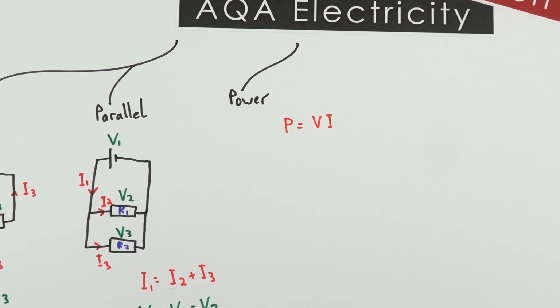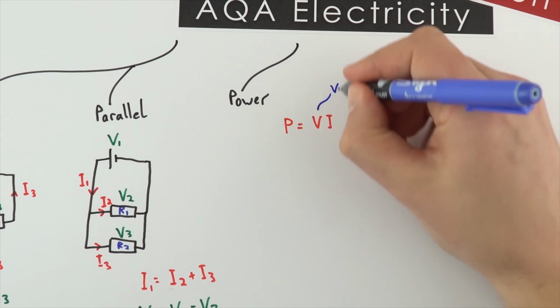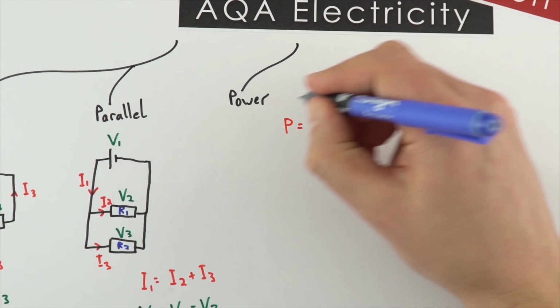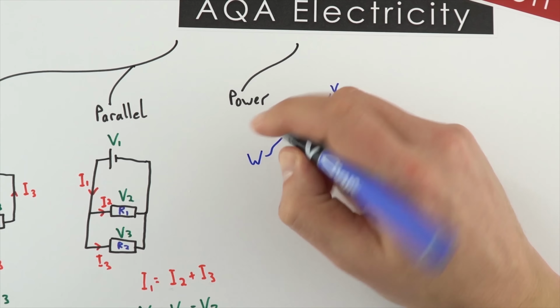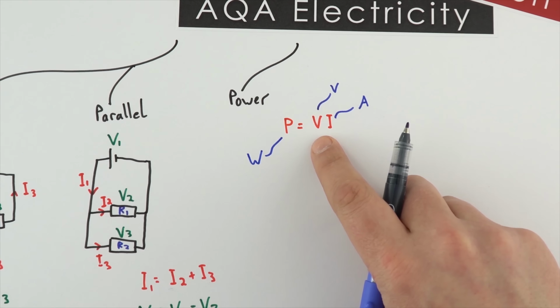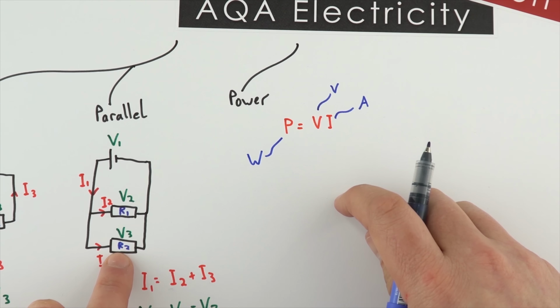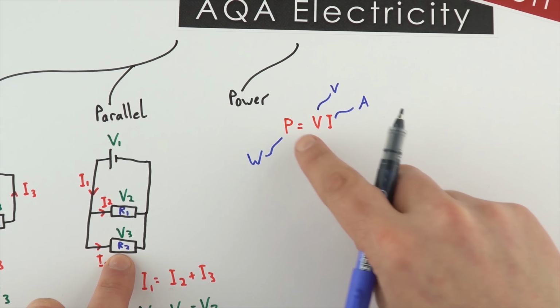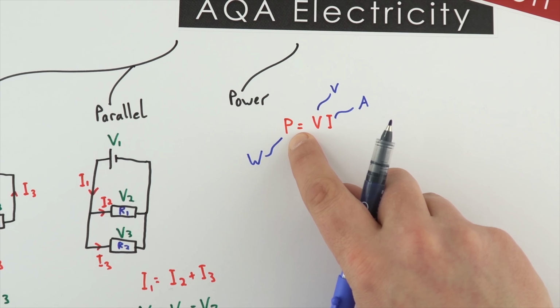Now again, we measure our potential difference, V, in volts, our current in amps, and we measure our power in watts. That's the amount of joules per second that are transferred. So effectively, if you've got a component with a bigger current flowing through it and a bigger potential difference, it's going to transfer more energy per second.